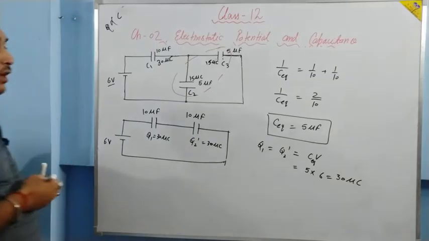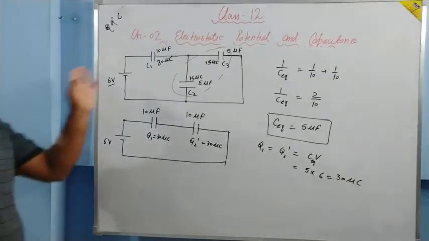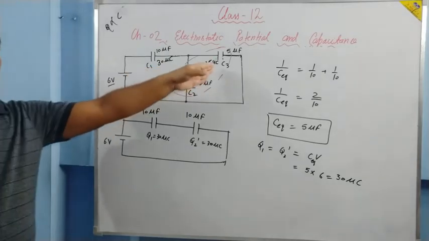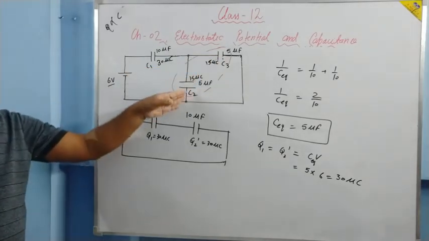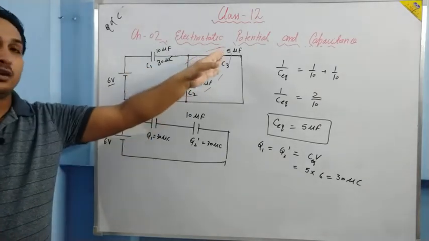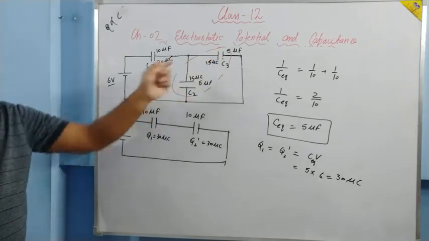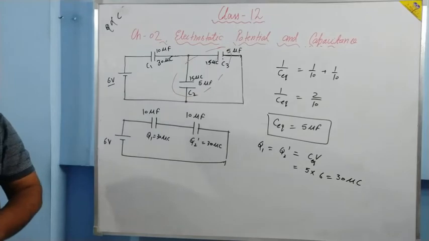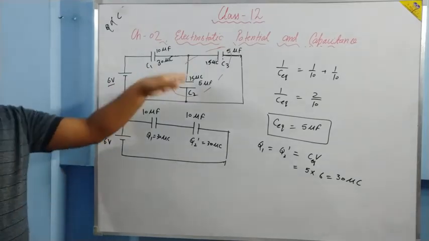Now charge you are having, voltage you can calculate. Here the voltage will be 3, here the voltage will be 3, here the voltage will be 3. These two are in parallel, so they will have same voltage. And since these two are in series, 3 volts added to 3 volts gives the 6 volts.